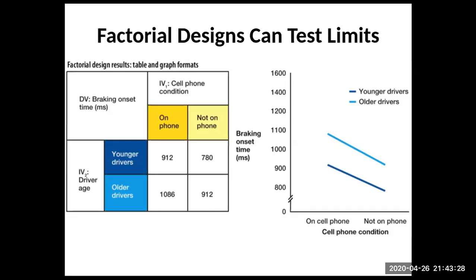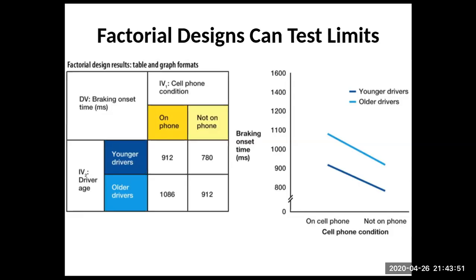lower. For older drivers on their cell phone, we see that's the highest group of all, 1086 milliseconds, and for older drivers not on their cell phone, they seem to have about the same amount of time as younger drivers on their cell phone, 912 milliseconds. So we can see and we can graph all of those.